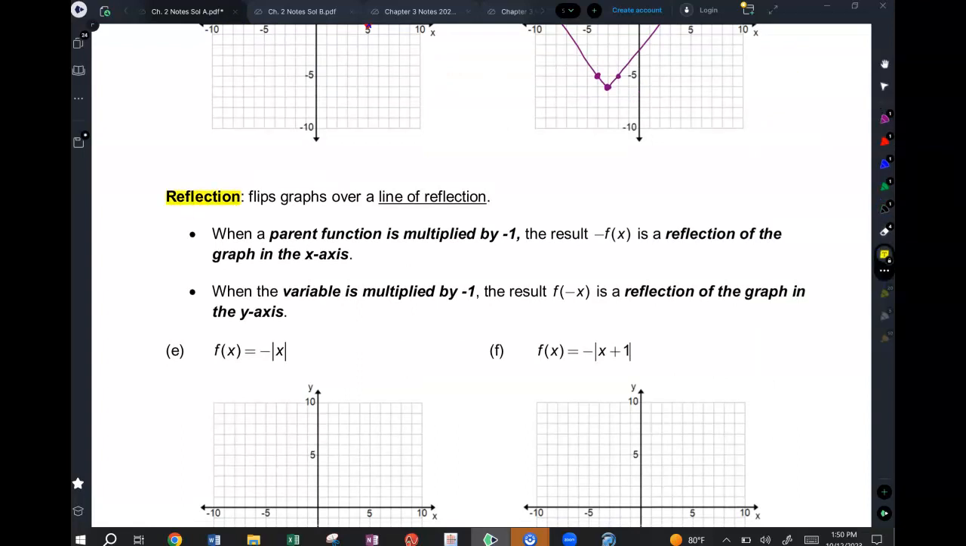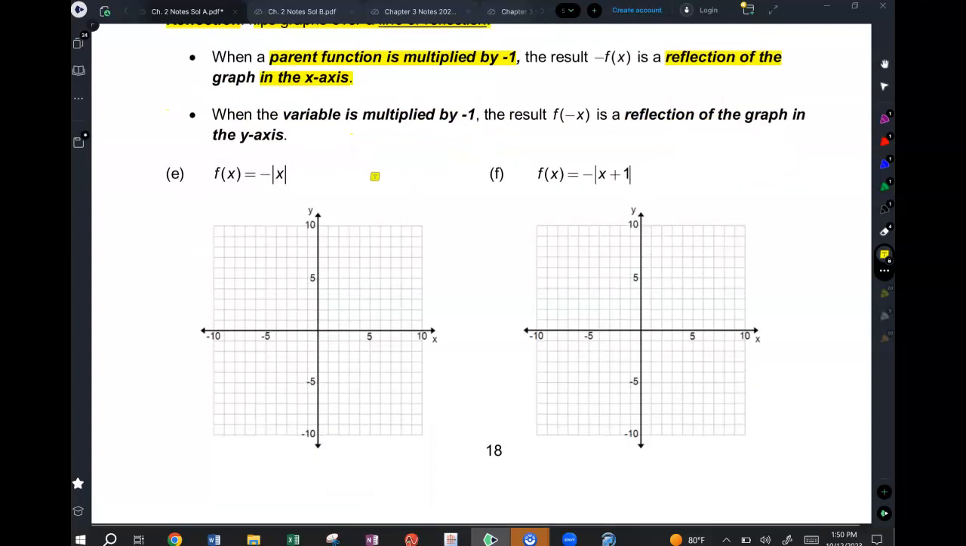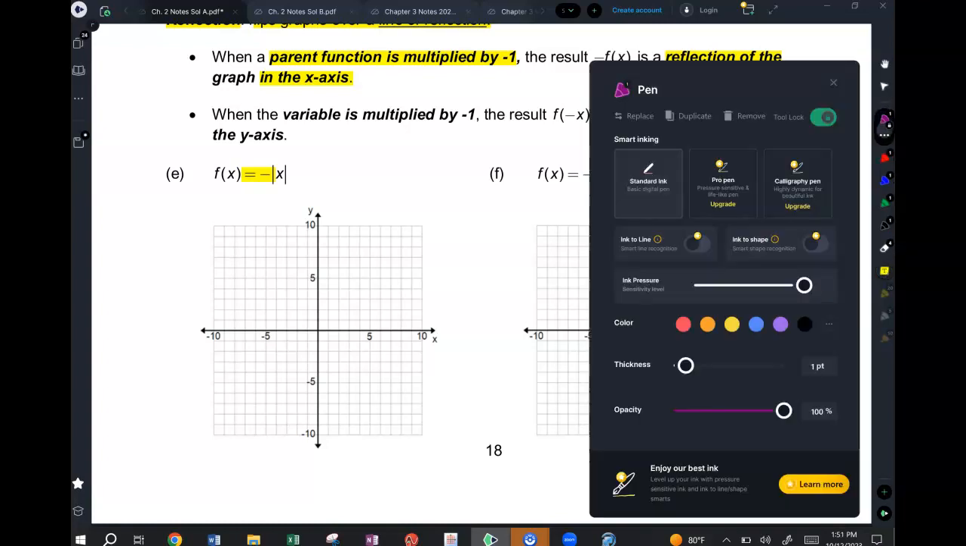Okay. Now, what if there is a reflection? A reflection flips the graph over. So, when the parent function is multiplied by negative 1, there is a reflection in the x-axis. And that's all we're going to talk about right now. Okay? So take a look at this. There is a negative there. That negative means it's a reflection. It's flipped over, downward.